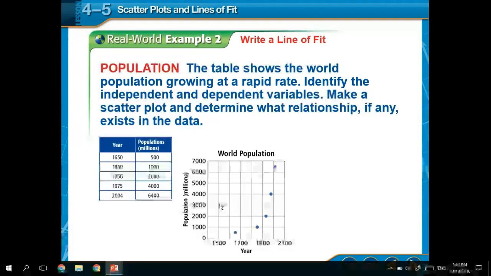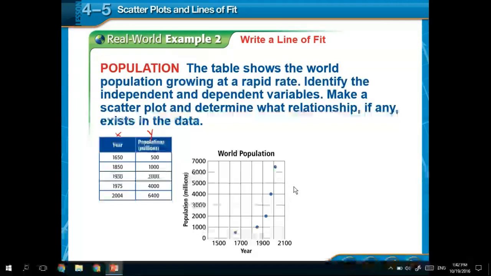The table shows the world population growing at a rapid rate. Identify the independent and dependent variables. Make a scatter plot and determine what relationship, if any, exists in the data. If we're talking about year and population, time is almost always independent. So we're going to make this X and population Y. The independent variable always goes on the X-axis, dependent always on the Y. The population depends on what year you're looking at.